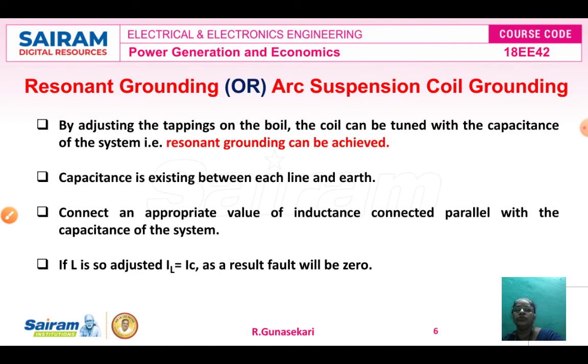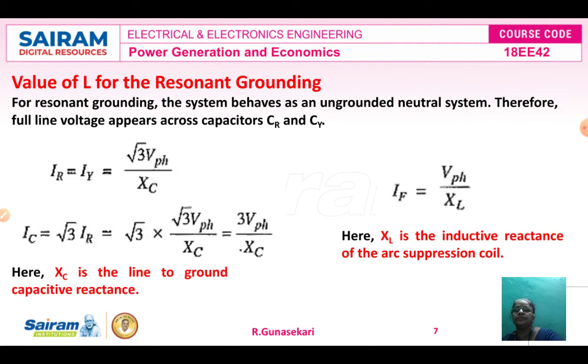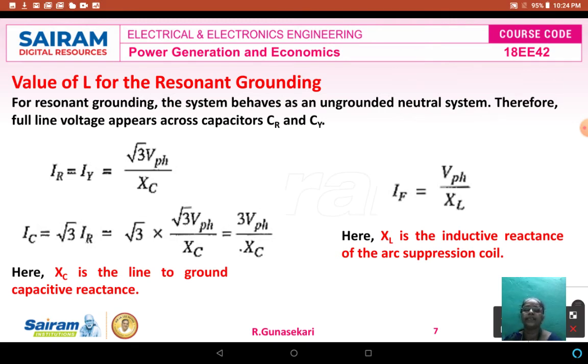Now, how to calculate the value of inductance L for the resonant grounding? For resonant grounding, the system behaves as an ungrounded neutral system. So therefore, the full line voltage appears across the capacitors CR and CY. The CR is connected between R phase and earth. CY is between Y phase and earth.